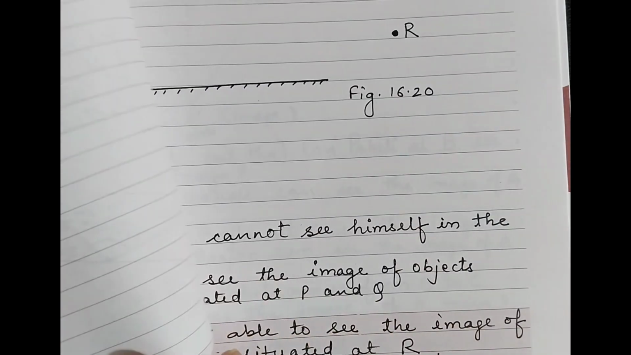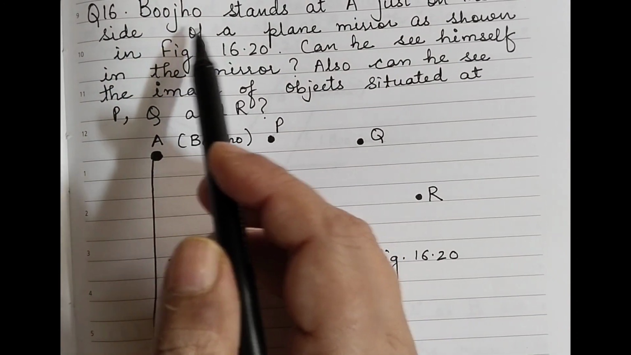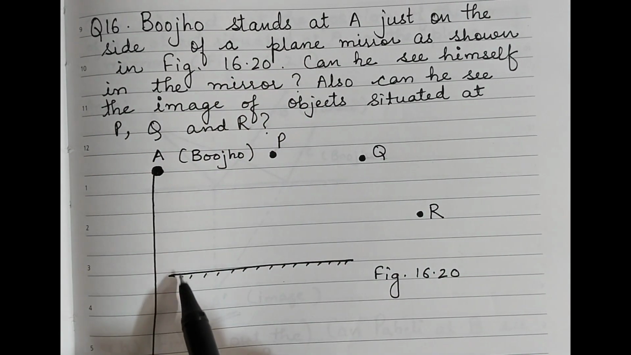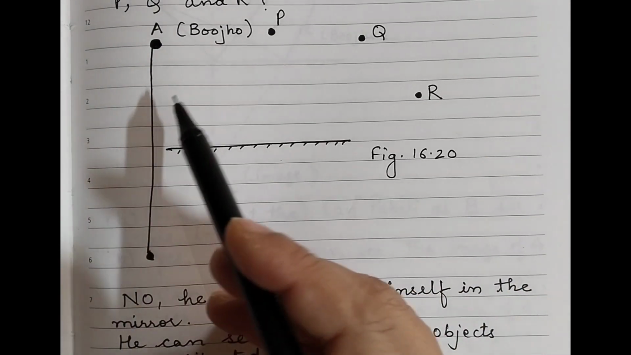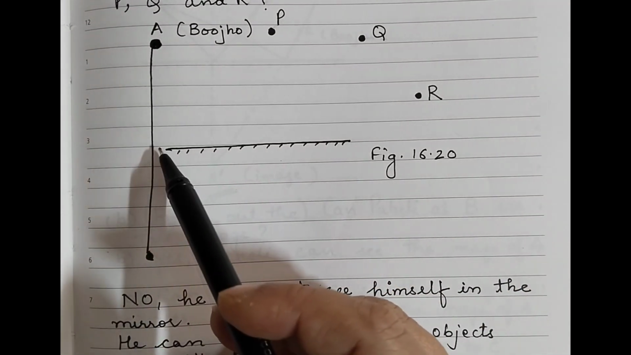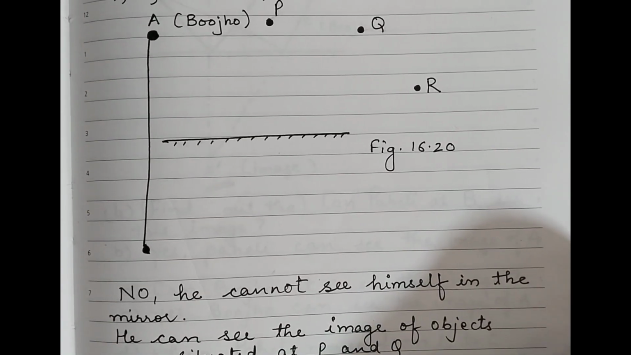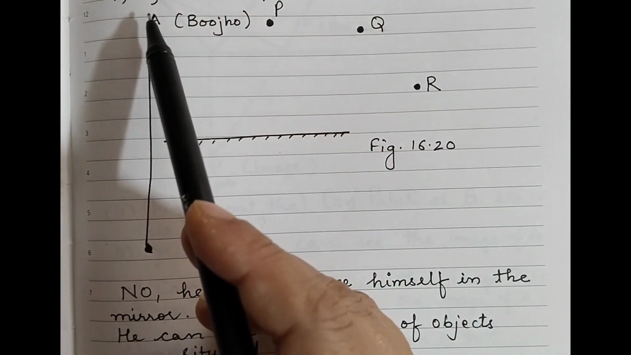This is your answer. Now next is question number 16. Bujo stands at A just on the side of a plane mirror. Side of the plane mirror, not in front, side of the plane mirror. Remember this? Figure 16.20. Can he see himself in the mirror? Also, can he see the image of objects situated at P, Q and R? Now here, as you know, Bujo is here in the side of plane mirror. So first answer is no, he cannot see himself in the mirror. Now next question is, can he see the image of objects situated at P, Q and R?